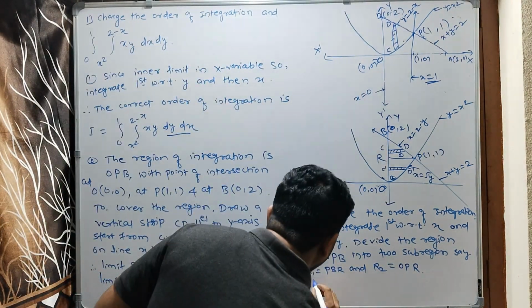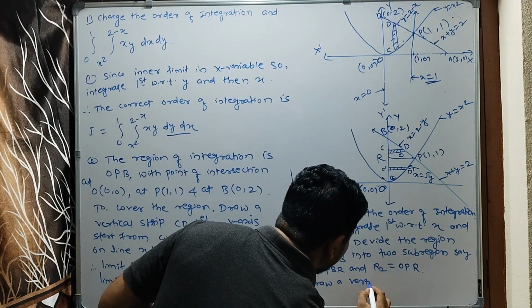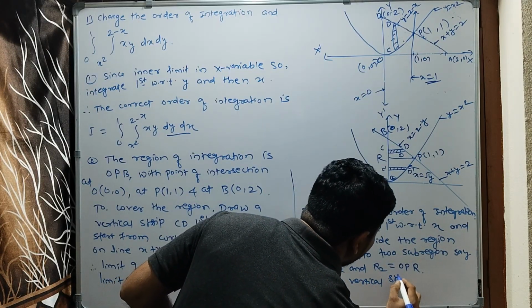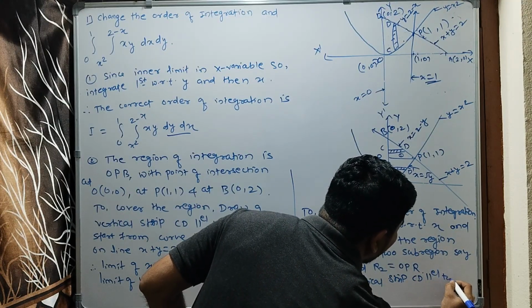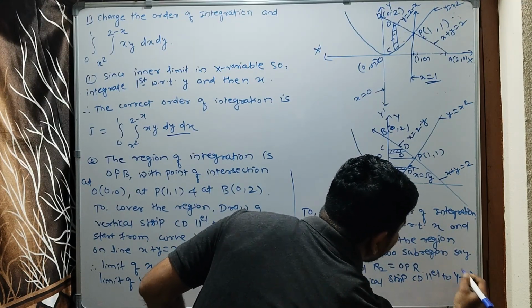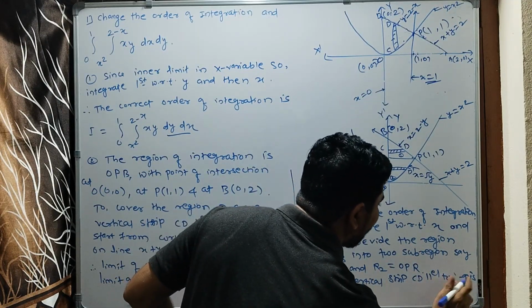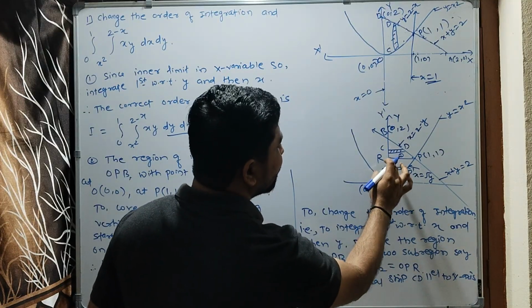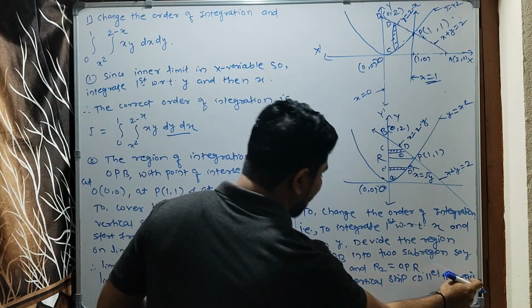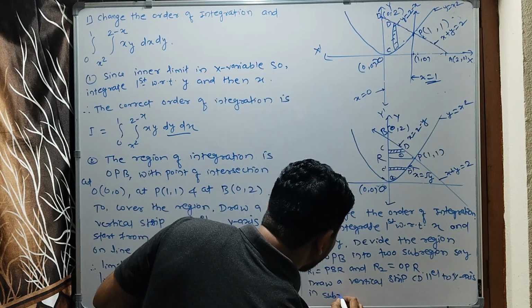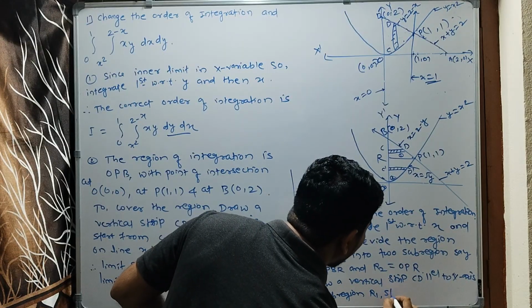Here draw a vertical strip CD, which is parallel to the y-axis in sub-region R1.